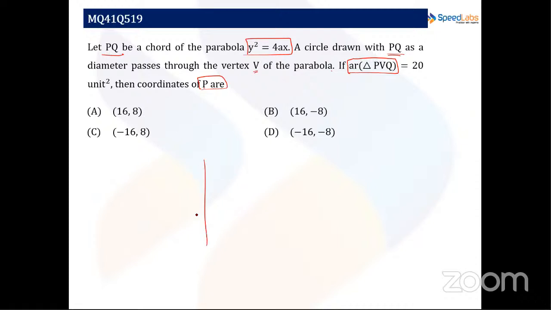So we are having a parabola, we are having a chord PQ, and we are drawing a circle with PQ as a diameter and it passes through the vertex V. Okay, not a good circle, but for that.